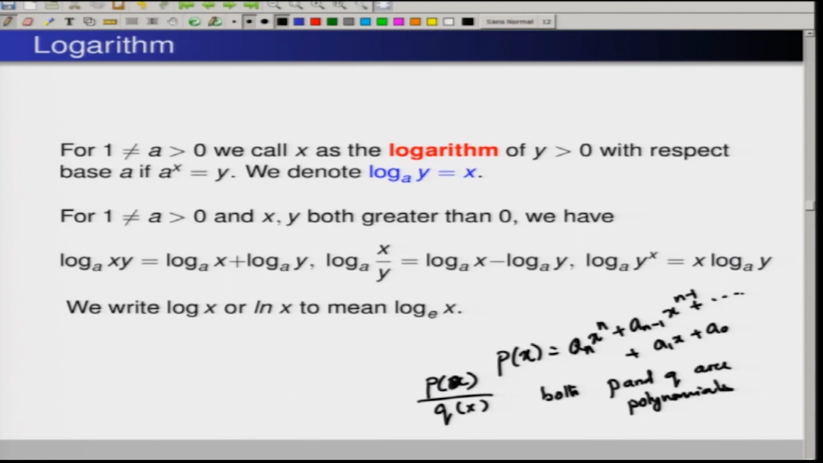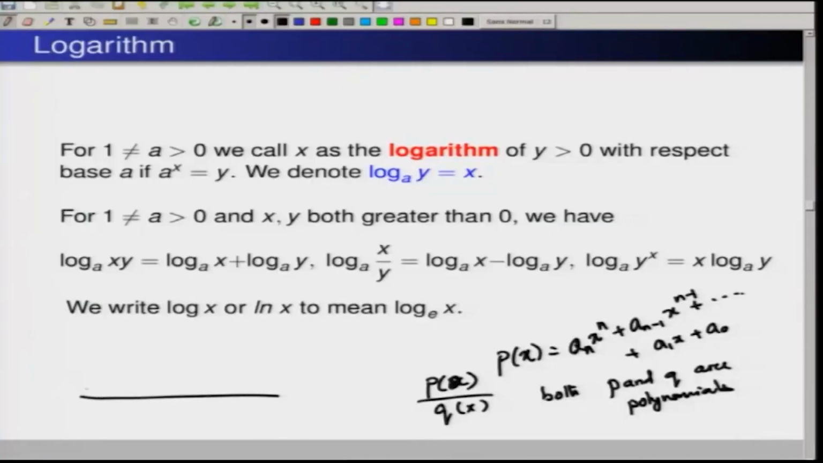Now, what we are going to discuss is a very important concept of function that comes in calculus with the limiting process. Well, for example, you can think of this.